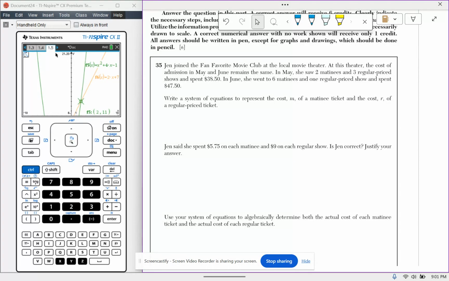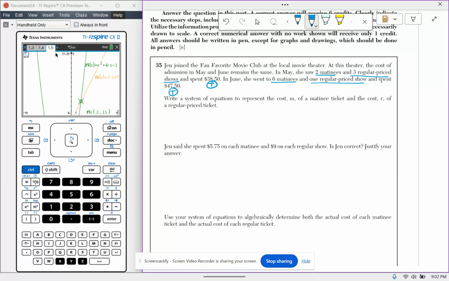Jen joined the fan favorite movie club at the local movie theater. At this theater, the cost of admission in May and June remains the same. In May, she saw 2 matinees and 3 regular priced shows and spent $38.50. Okay, so 2 matinees, 3 regular priced shows, and she spent a total of $38.50. In June, she went to 6 matinees, 1 regular priced show, and spent a total of $47.50.